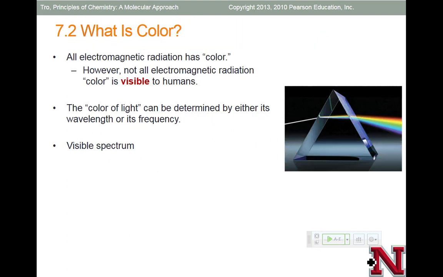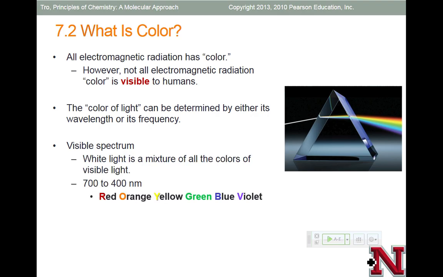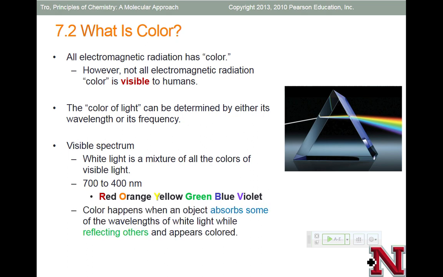So what's color? All electromagnetic radiation has color. However, not all electromagnetic radiation is visible to our human eyes. So the color of light can be determined by wavelength or frequency, as long as we know the visible spectrum. White light is a mixture of all colors of light that's visible. So 700 to 400 nanometers is what we're looking at. And here's from your physical science class: red, orange, yellow, green, blue, and violet. Not purple, though we typically call it purple, it's violet.